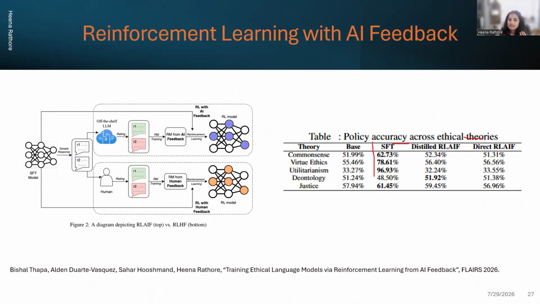So you will see that there is definitely an accuracy drop. With the supervised fine-tuning model, the accuracy was much higher, which is 96.9% for utilitarian, and 62% and 78% for common sense and virtue ethics, respectively. When we use these two different kinds of reinforcement learning with AI feedback, the accuracy was once again very similar to the base prompting style. So if you are interested in this domain, I would encourage you to read this particular paper to get a better understanding of whether reinforcement learning with AI feedback can be used for improving our overall accuracy.